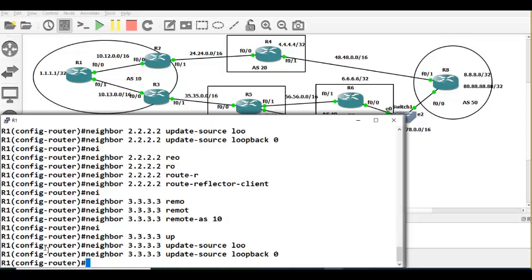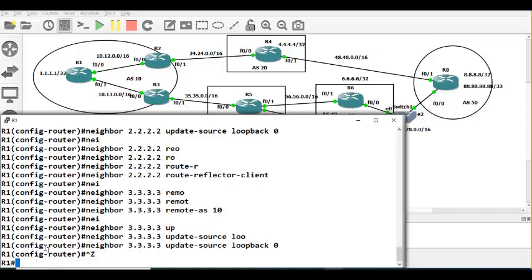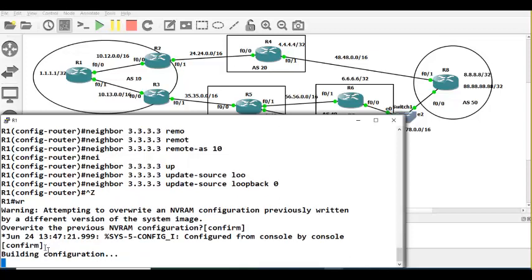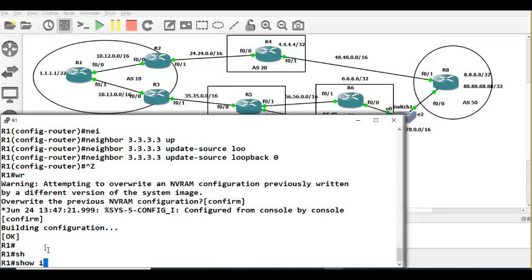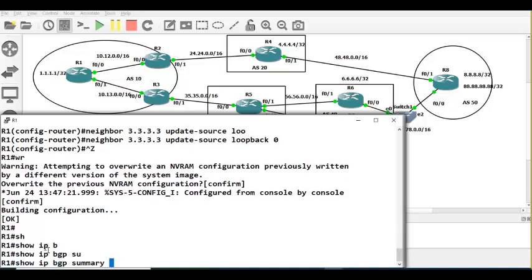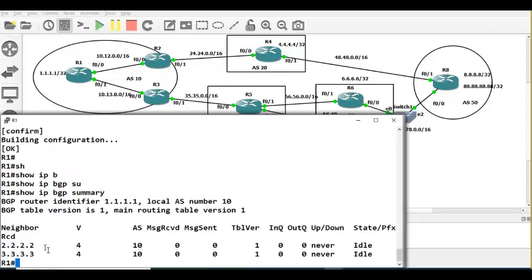Have we covered route reflector earlier? Okay, then you know the reason why. If you do it on one side, R3 becomes a passive client. Right, now show IP BGP summary. Two neighbors configured, not established. Let's go to router 2 now.